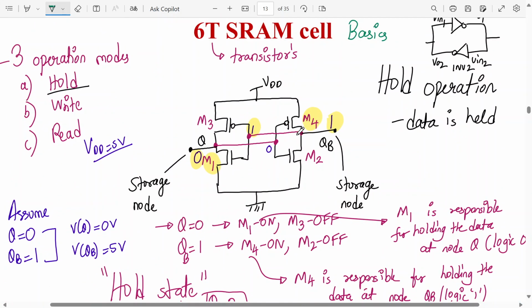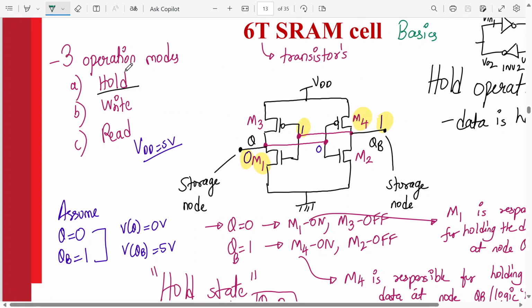Now, this much is clear to you. This is a 4 transistor cell, na? So we are building up to the 6T SRAM cell. Don't worry. First I will explain the 3 operating modes: hold, write, and read. If they ask you in the exam to draw the 6T SRAM cell and explain the operation, you have to explain hold, write, and read mode. This is the hold mode. Actually, we are building up to the 6T SRAM cell. Yes or no? So can I go to the next point?